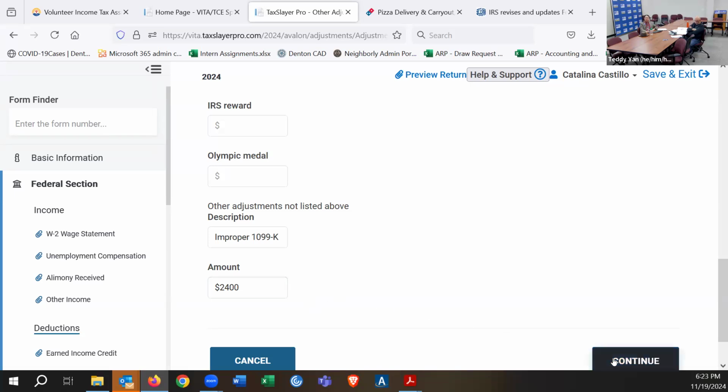So the reason this works is because very little on the return actually pays attention to total income. We're adding the income and then subtracting it again before we hit adjusted gross income. So in essence, to the IRS, this looks like zero.